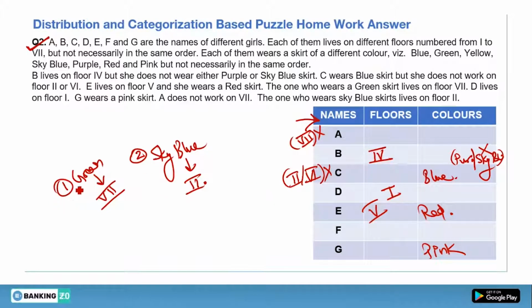Let's start with hint number 1. In front of green, floor 7 must come. Floor 7 is blocked in front of A, so green cannot come there. Here also green cannot come because B is living on the 4th floor. So only F is where I can see green can come. And the rest of the other persons already have one variable with them. So F will live on 7th floor and green will come in front of F. This hint we have used completely.